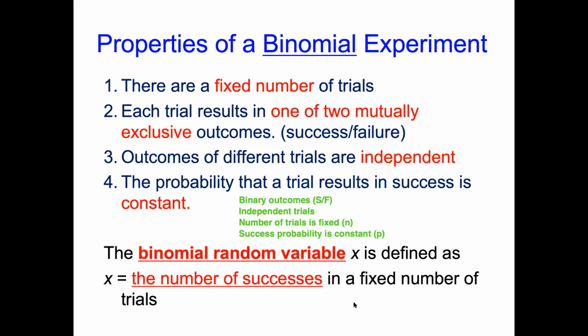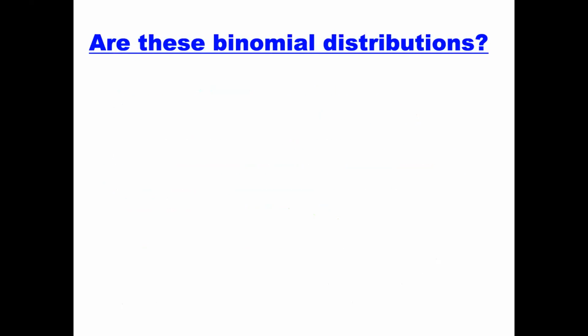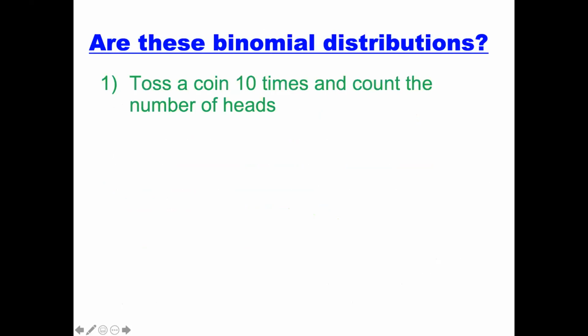Okay, so let's go ahead and practice this and see how to tell when a situation is a binomial situation. I'm going to give you some scenarios and I want you to walk through BINS and see, does it satisfy those four criteria or not? Number one, toss a coin 10 times, count the number of heads. I'll show you how to do it on this one first.